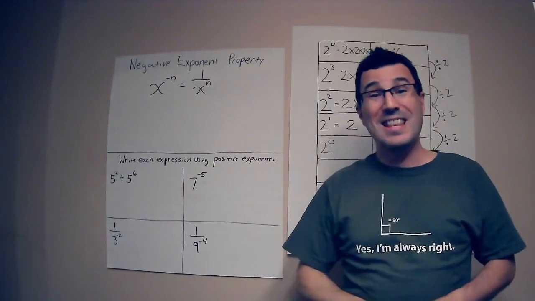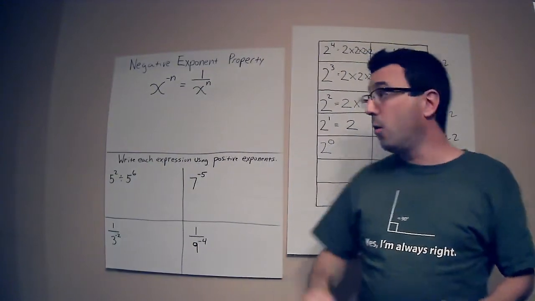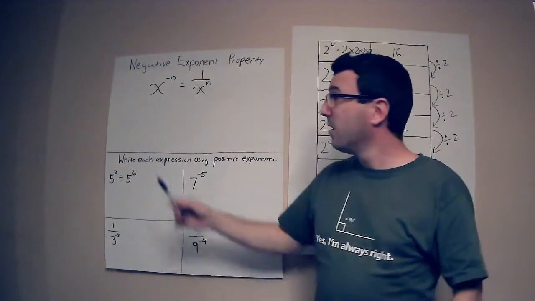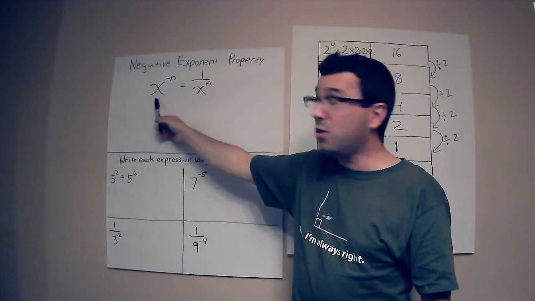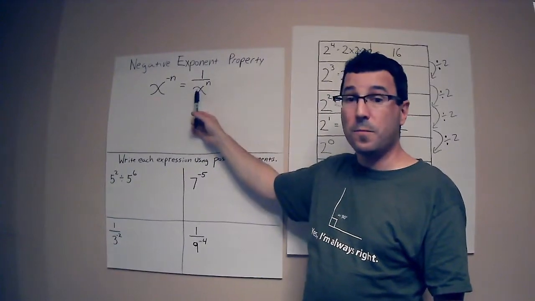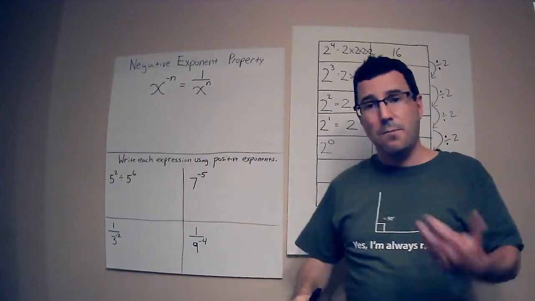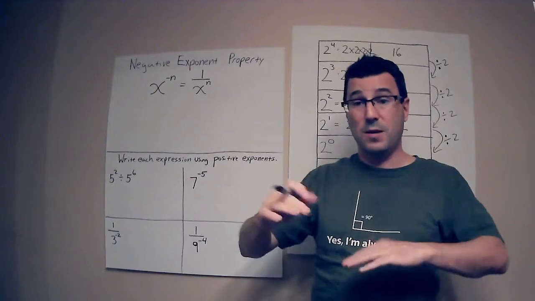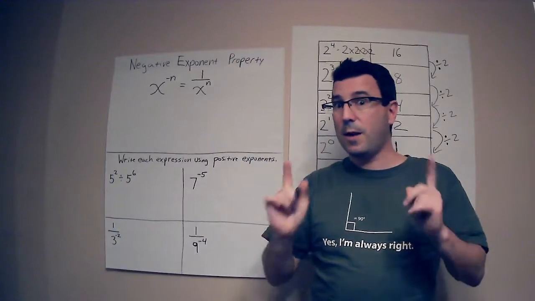Now we have the negative exponent property. Yes, there are going to be negative exponents. The general rule is x to the negative n, so some number to a negative power, is going to equal 1 over that number to the positive version of that power. Basically, we're going to wind up with what's called a reciprocal. If you remember, a reciprocal is when we take something and flip it. Usually it refers to fractions. And I know everybody loves fractions.